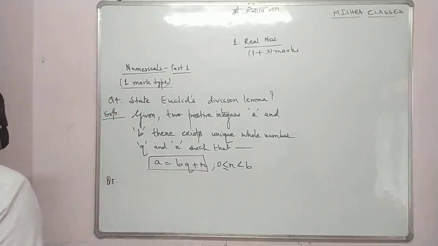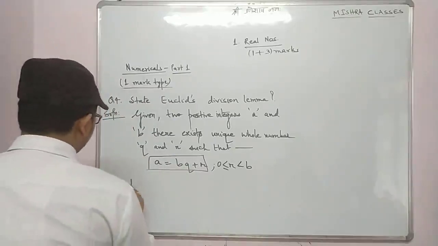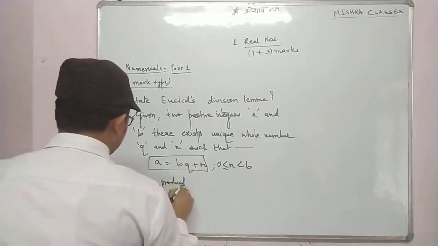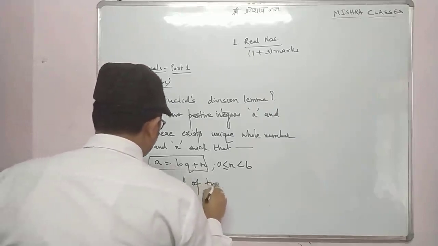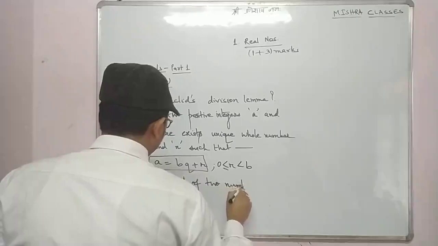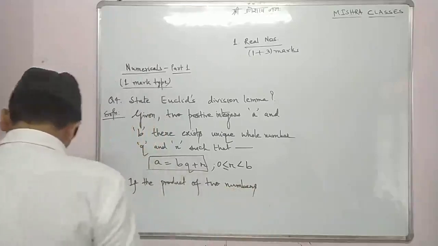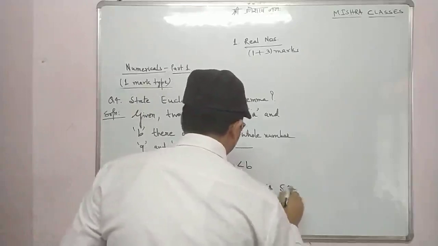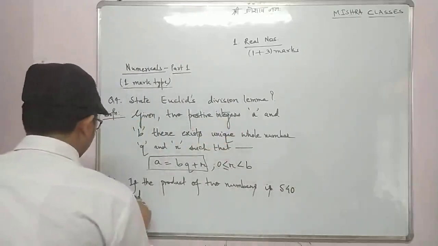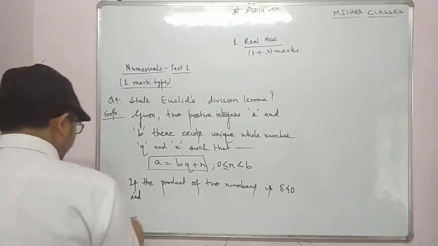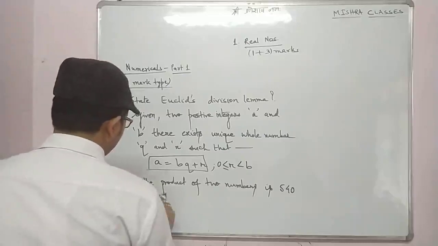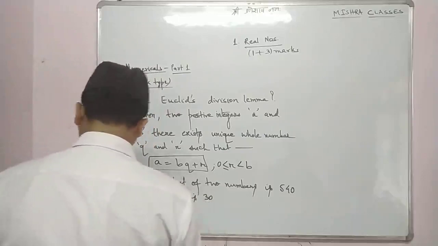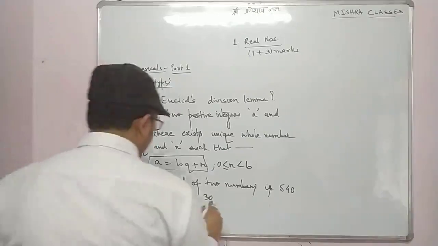Next we'll have question number 5. It says if the product of two numbers is 540 and their HCF is 30, find their LCM.